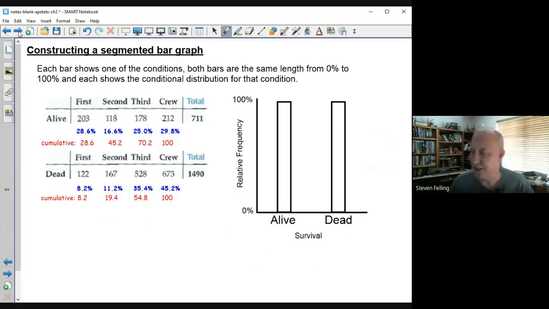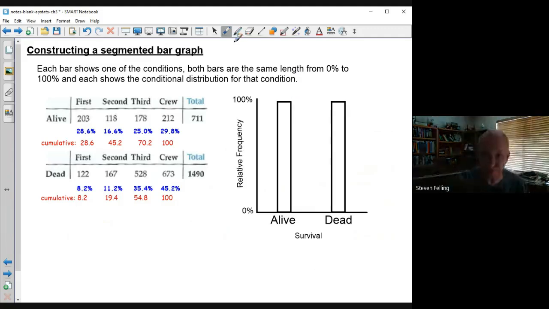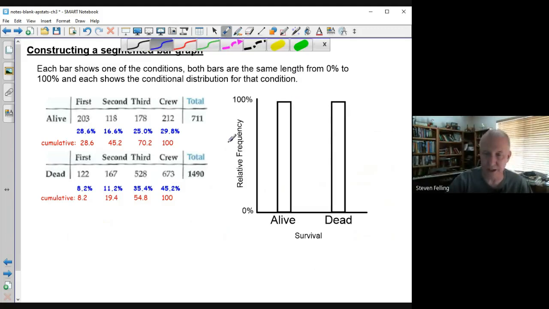All right, so let's actually construct one. Let's say we wanted to take this data. We have alive data and dead data for first class, second class, third class, crew on the Titanic, and we wanted to figure out how we could fill this in. So on your blank notes, you could fill this in with me. What we're going to do is do this with shading, since typically we just have a pencil and we don't have colors.